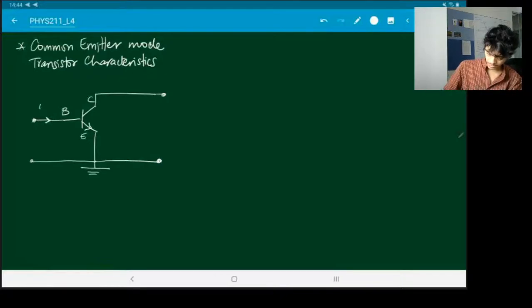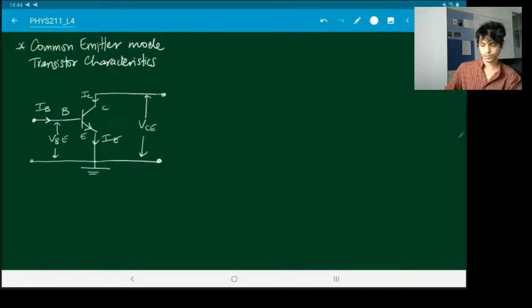So let's mark out the currents. There is the base current, there is the collector current, there is the emitter current, and over here in the input is the base emitter voltage, and here at the output is the collector emitter voltage.